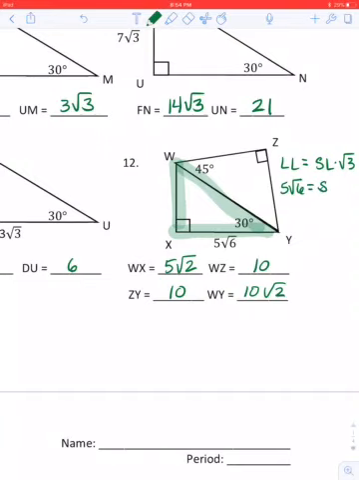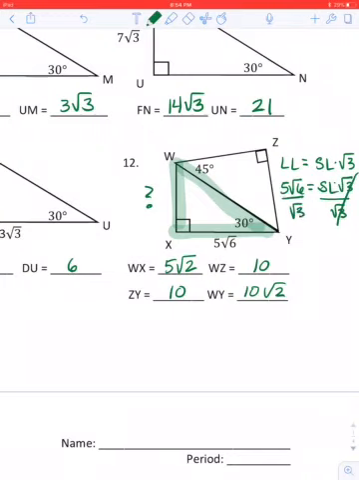equals the short leg, right? That's what I'm trying to find here, times the square root of 3. So if I want to get the short leg by itself, I'm going to divide both sides by the square root of 3, so that way it can cancel out here. I'm going to do that over here.